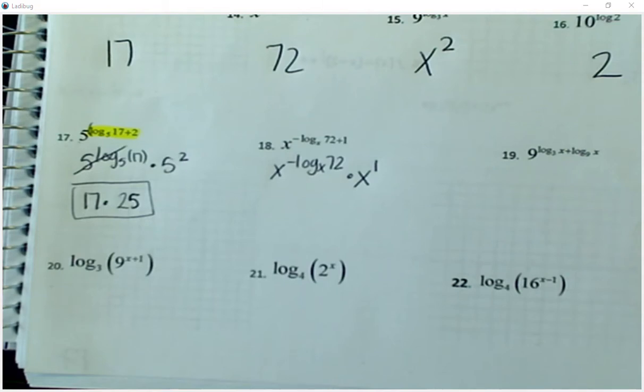So the negative 1, would it be negative goes to 72, right? Yeah. Would it be negative 2? No. And 72 to the negative 1 power.